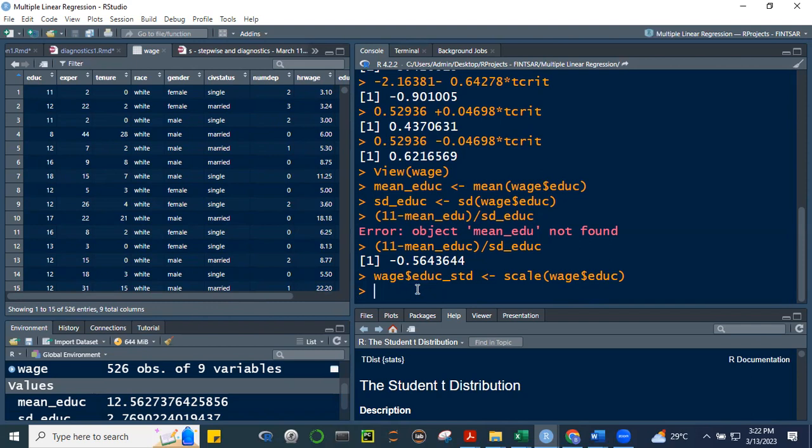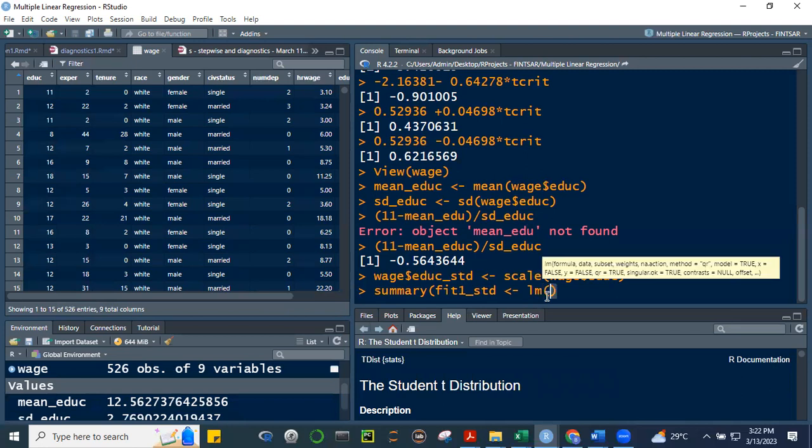So let's now do that. Let's create this object called fit1_STD, standardized. Let's summarize this again, summary of this one, and then lm. So let's scale everything. Scale of hourly wage.